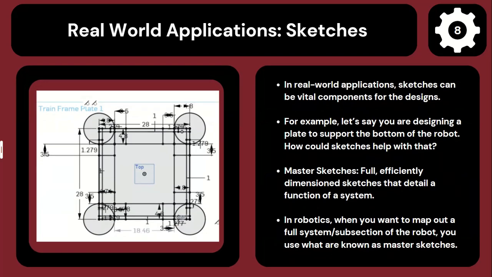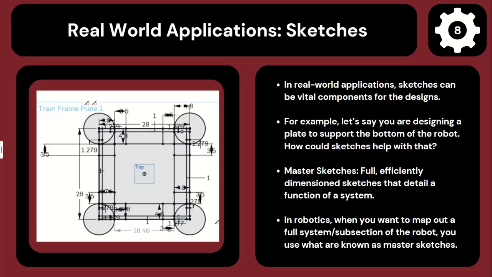So now let's look at real-world application of sketches. In the real world, sketches can be vital components of designs. For example, let's say you're designing a plate to support the bottom of a robot. How could sketches help with that? Well, let's look here. This is an example of one of them, and this looks like a mess if you haven't seen a lot of OnShape designs.